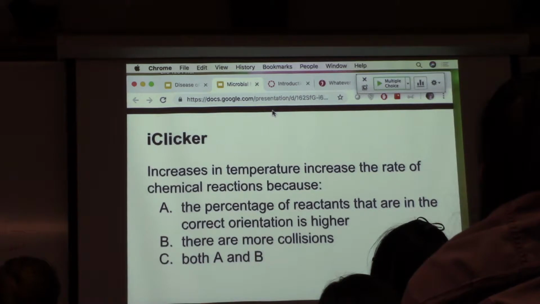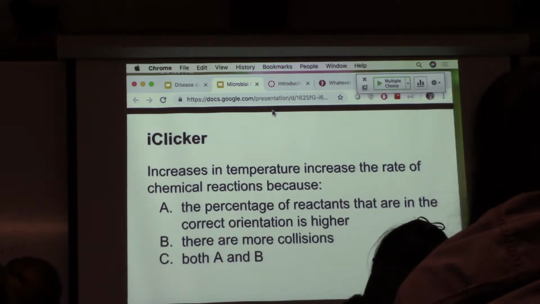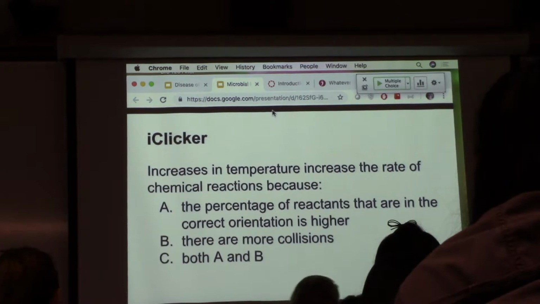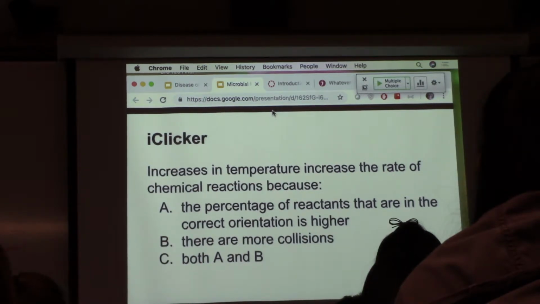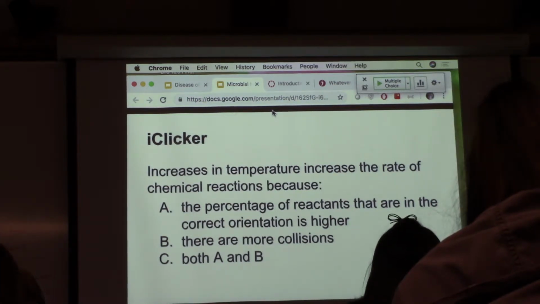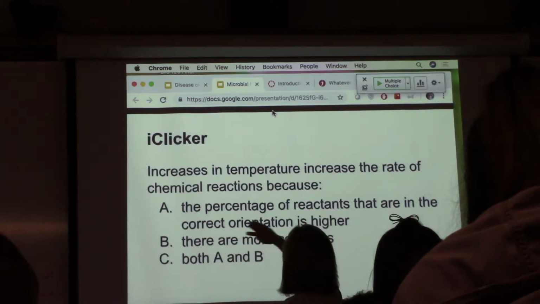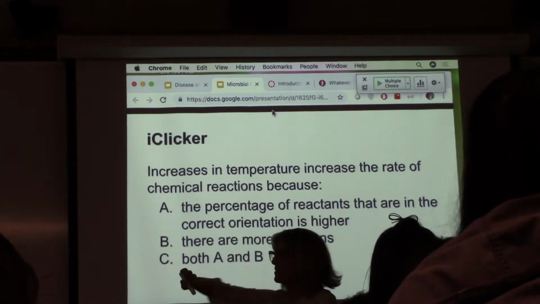Orientation of the collision, that's going to be random. So actually, you guys did really well on this compared to prior classes. Except for the people who said C, I guess. All right, I take that back. But the answer is B, there are more collisions, right? So the higher the temperature, the more kinetic energy, the more bouncing and more collisions are going to happen. But the orientation is a random thing without an enzyme. It doesn't actually say in the absence of an enzyme, which I should have added.